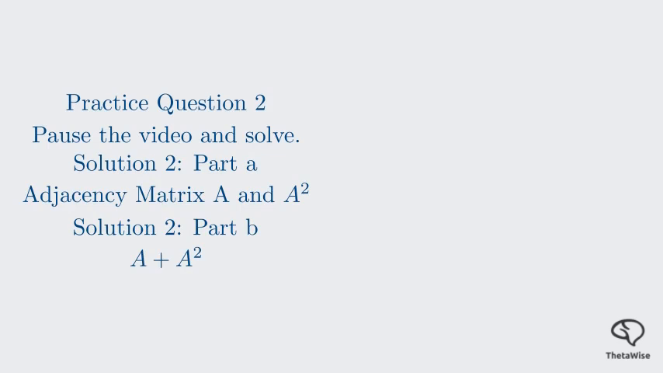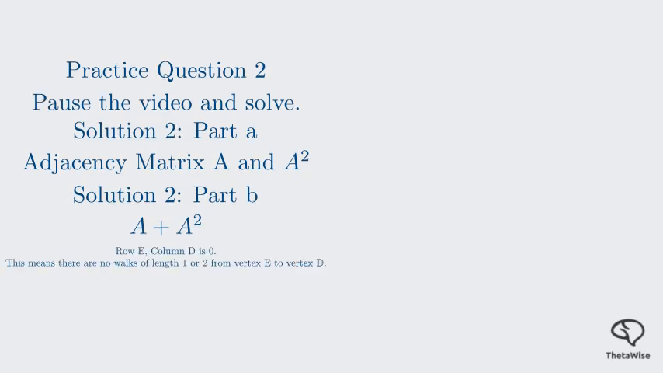Now let's answer the question. The entry in row E, column D is 0. This means there are 0 walks from vertex E to vertex D that are either 1-step or 2-step long. If we inspect the graph, we can confirm this. From E, we can only go to B. From B, we can only go to D. So the only way to get from E to D is EBD, which is a two-step walk.